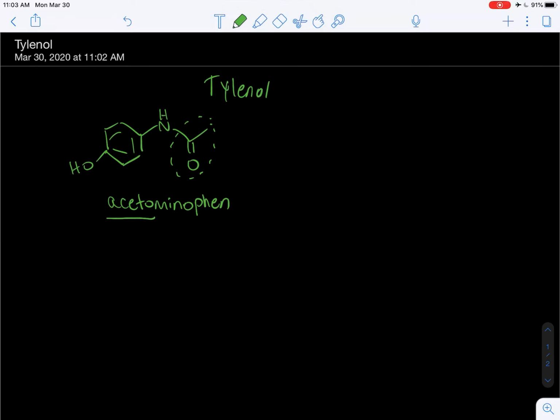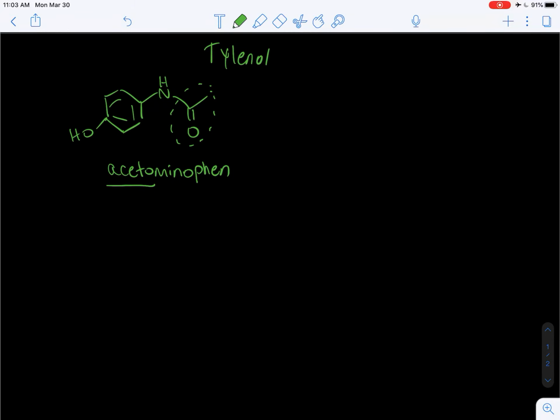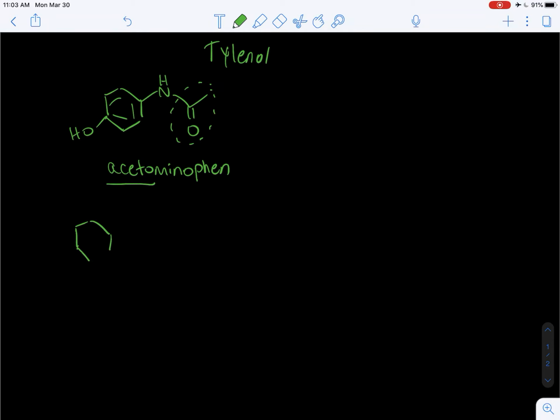Okay, here's Tylenol. This is acetaminophen, and I want to talk about how it can be synthesized from phenol. So phenol is this molecule here, where you have an OH group dangling off the aromatic ring. And when you do electrophilic aromatic substitution of phenols, substitution at the two ortho positions or the para position can occur.